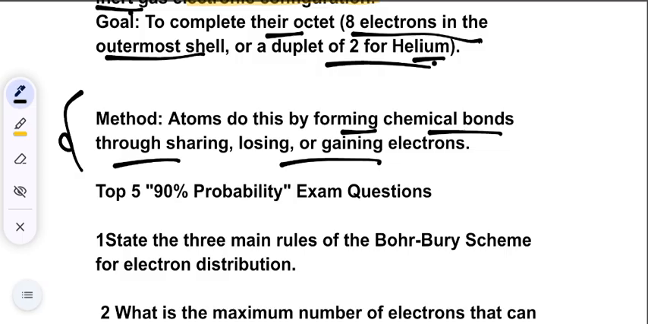See, atoms do this by forming chemical bonds. About this you will read in organic or inorganic chemistry, I'm not sure which one. Through sharing, losing or gaining electrons. They share, lose or gain electrons.